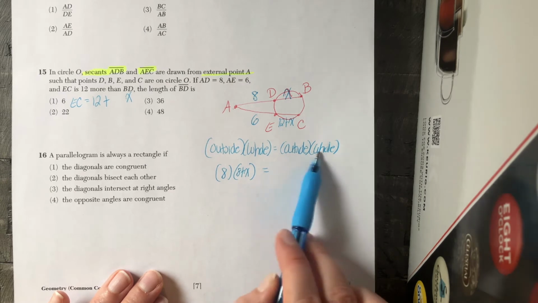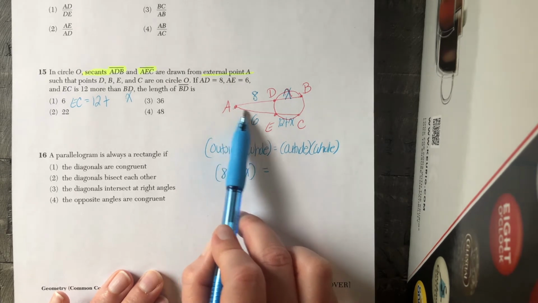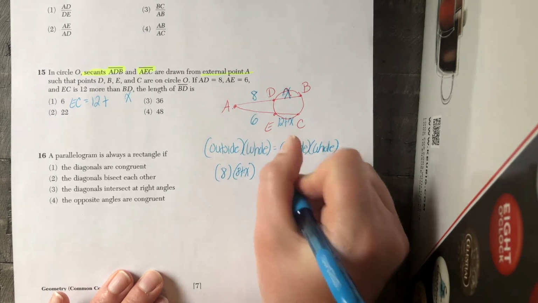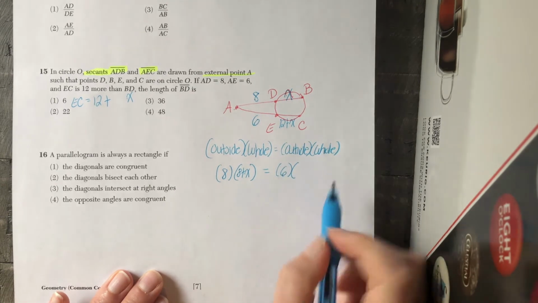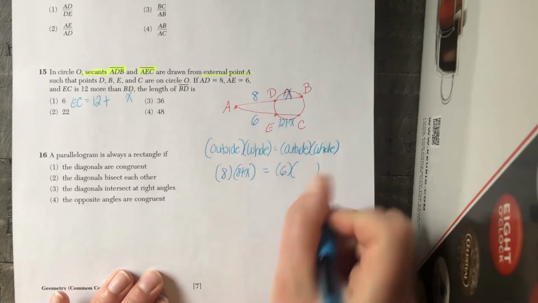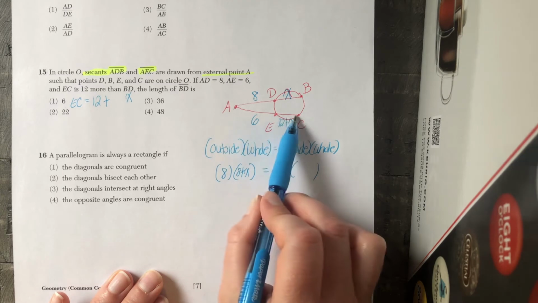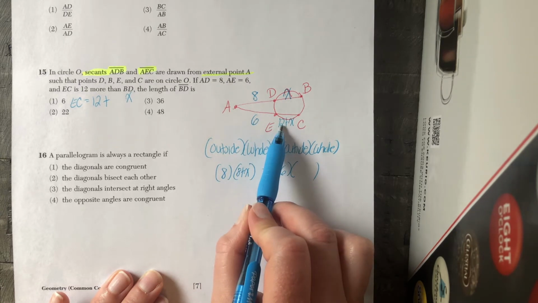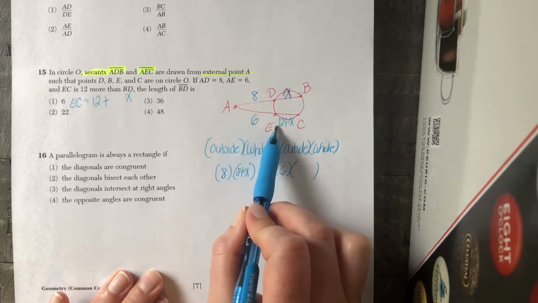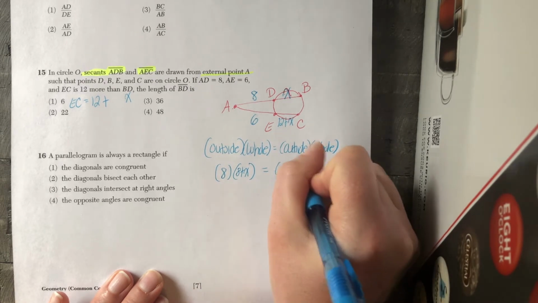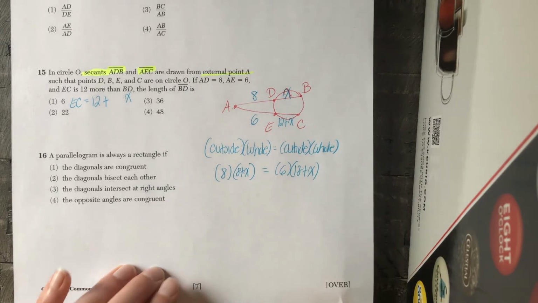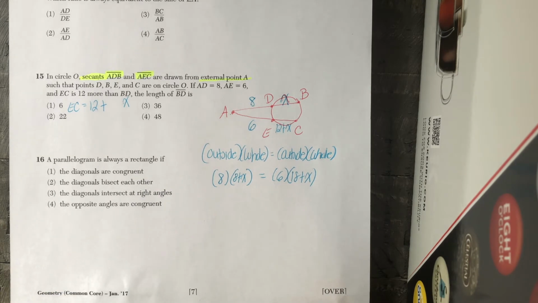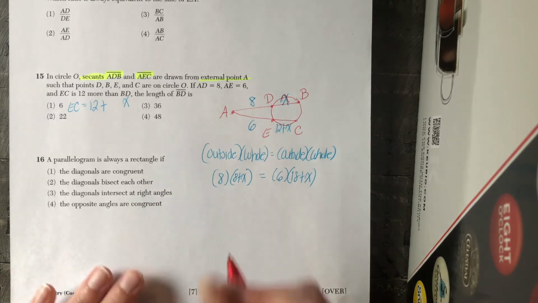So again, now I'm going to look at the bottom secant. So my outside piece is 6, so I'm going to fill that in. So it's 6 times the whole chunk. So if I look at this entire piece, well, 6 and 12, when I add those together, make 18. So it's really going to be 18 plus X, because I know 18 and X are not like terms. They can't go together.